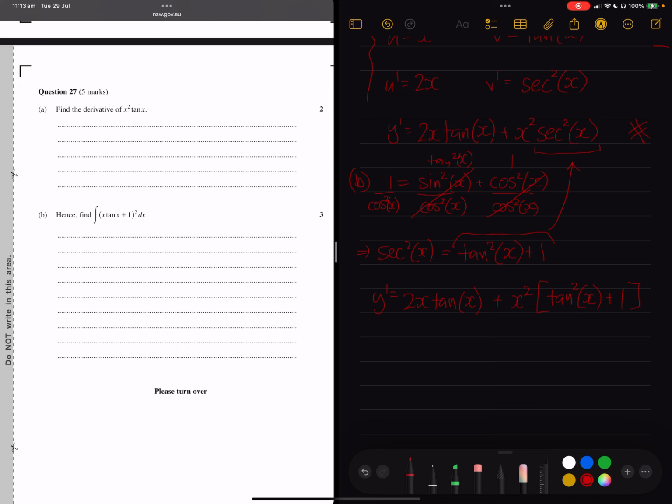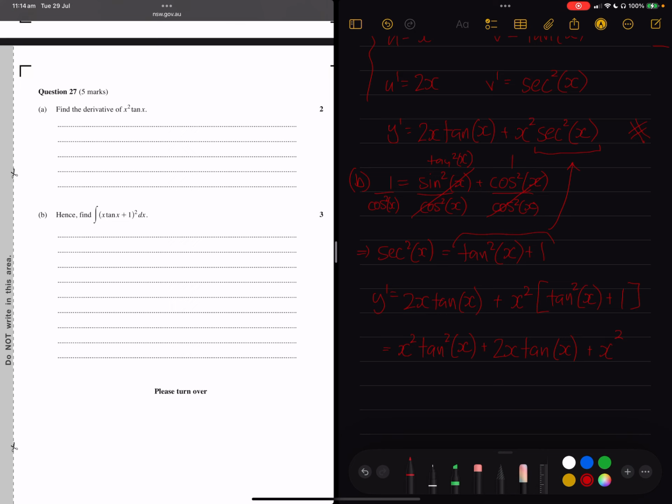Now we can try to factorize this expression, and we want to try and turn it into something squared. So let's rearrange this. We'll expand the bracket: x squared tan squared x plus 2x tan x. And then at the end, we actually have plus x squared.